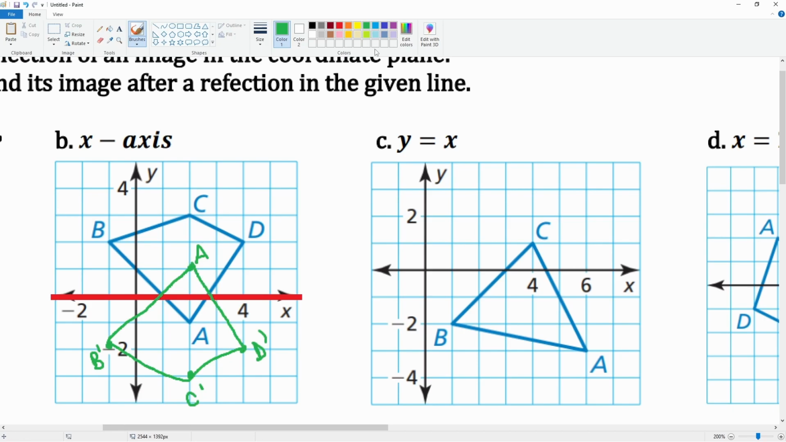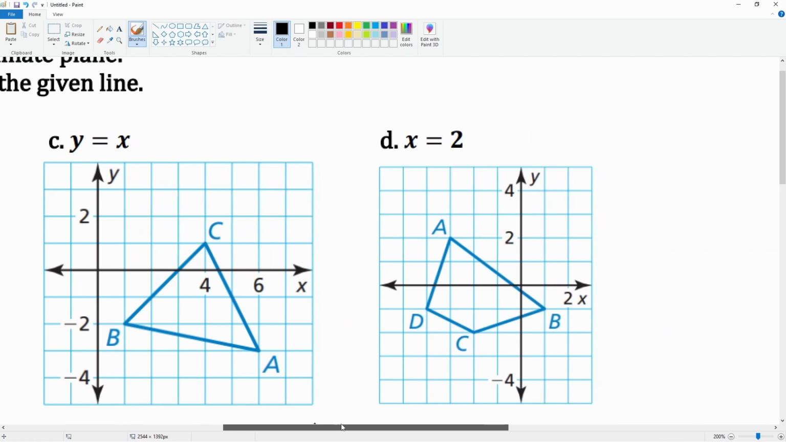Good. Let's label a point to see it. Here we had the point of -1, 2. The new point here was -1, -2. So we notice when we reflect it over the x-axis that the y value is what changes. Okay.